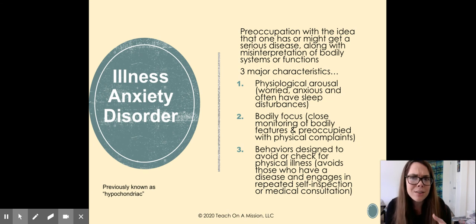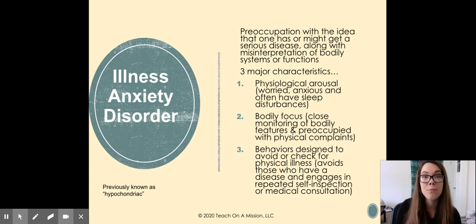The second one, again, previously known as hypochondria, is called illness anxiety disorder. Essentially, it's a preoccupation with the idea that one has or might get a serious disease, along with misinterpreting their bodily symptoms or functions. So let's talk about 3 major characteristics. Number 1, physiological arousal. They tend to be worried, anxious, and often have a really hard time sleeping, usually with insomnia attached.